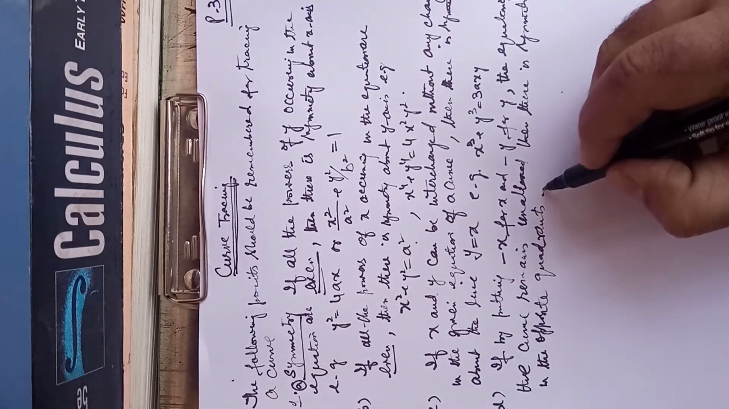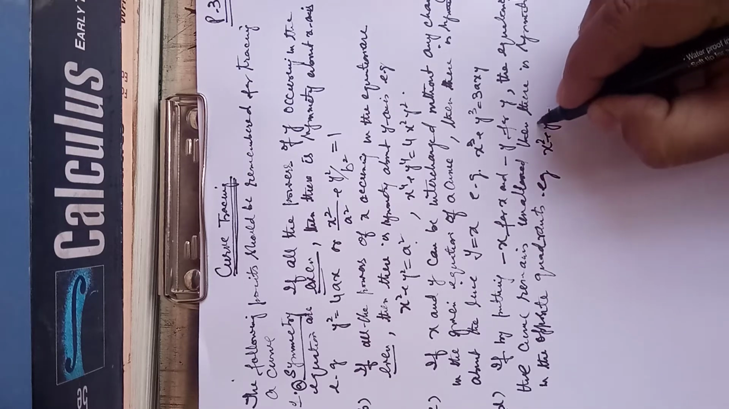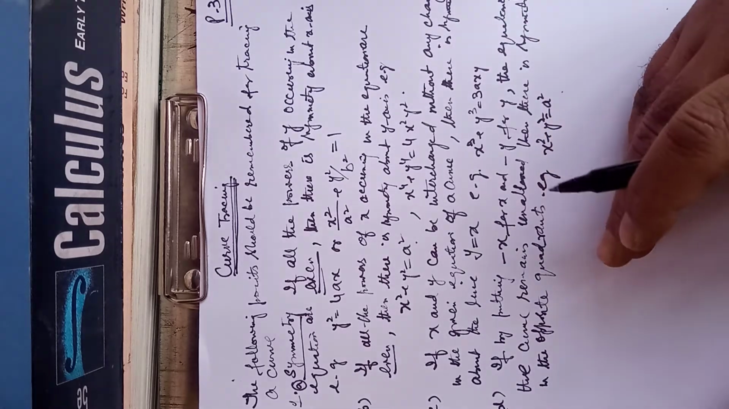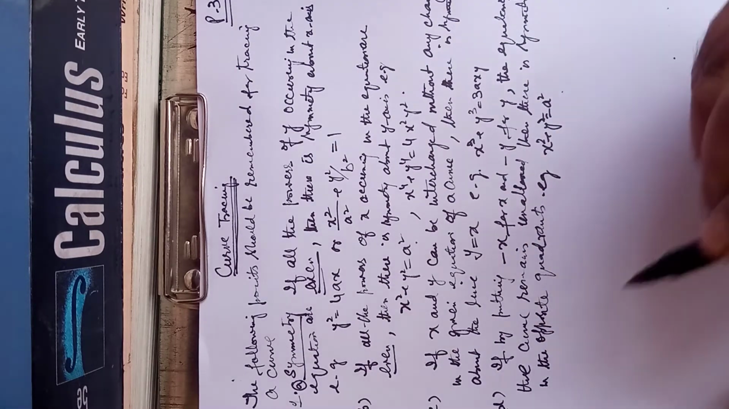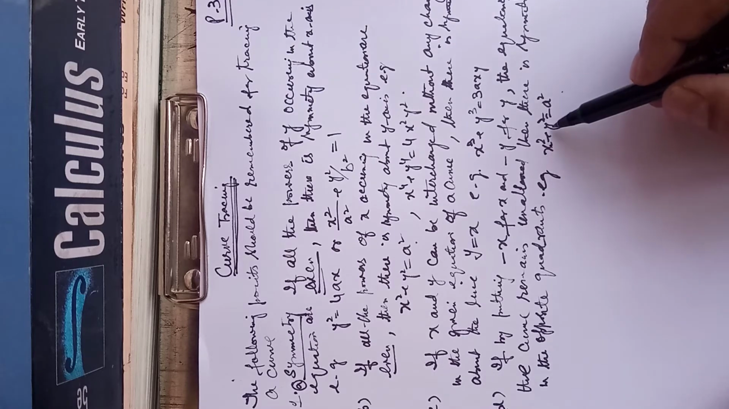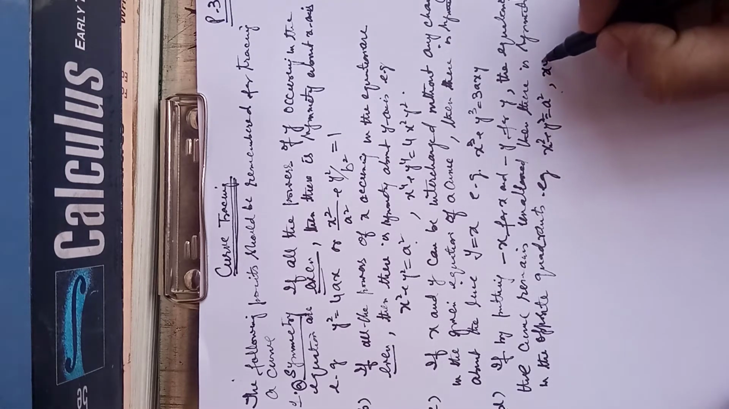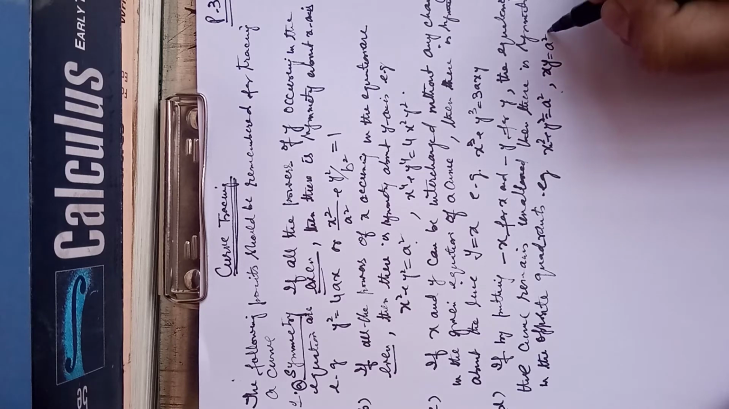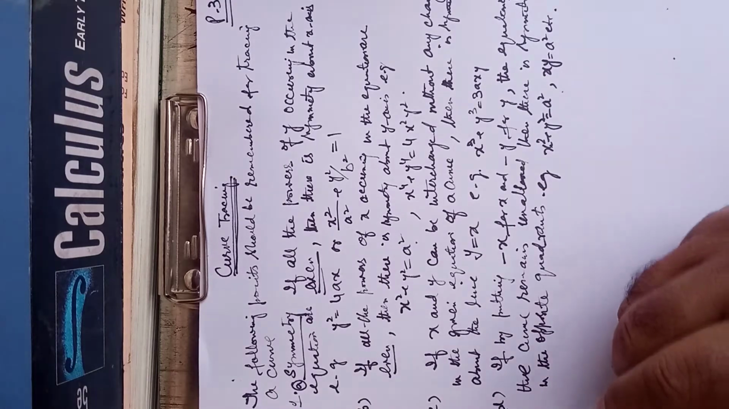For example, x square plus y square equal to a square. You see, this is the equation of the circle. When x is replaced by minus x and y is replaced by minus y, there is no change. Another is xy equal to a square, and so on. Fine. Now, this is one.